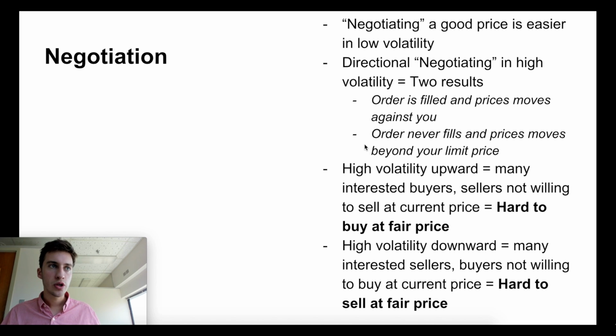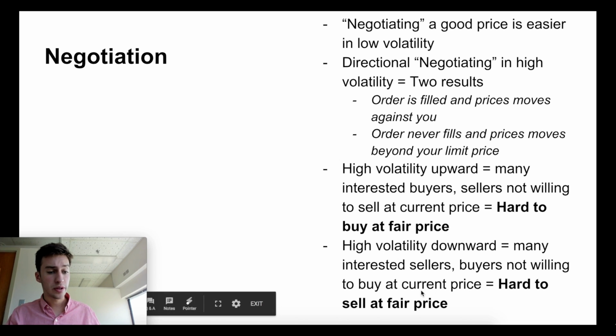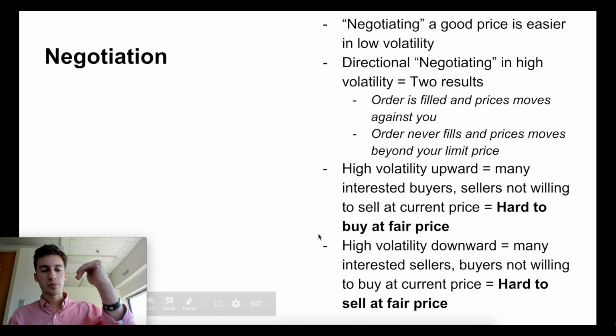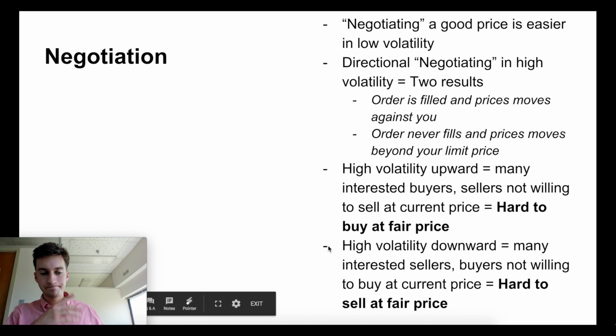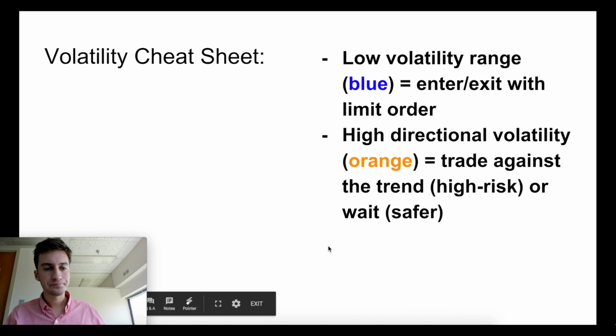So if you want to, this is high risk, but you could try to trade against high volatility and try to catch a really good sell price due to the greed of many retail traders market buying up to a very high price. And that's what I talk about here when we get that high volatility upward, where it's really hard to buy at fair price. And with high volatility downward, it's going to be really hard to sell at fair price, because when price dips down and you put that limit sell order trying to get it filled, it's going to be harder for you to get filled. And if it does get filled, price might just move right against you.